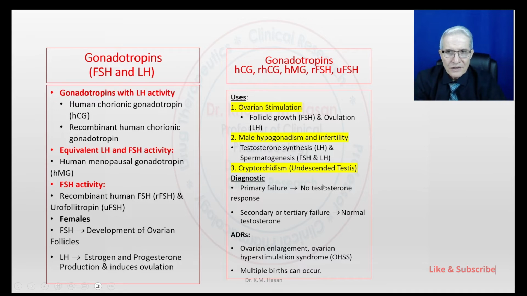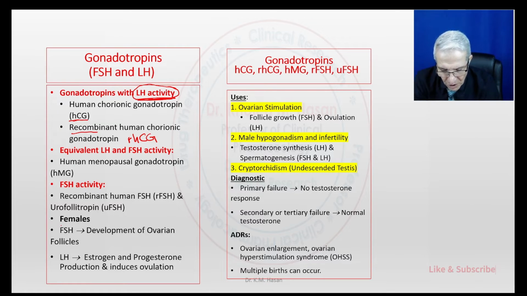Okay, moving to the next hormones, the gonadotropin hormones. Here we are talking about FSH and LH activity. We have several hormones we need to remember. We ask which of these hormones has LH activity. We have human chorionic gonadotropin, HCG, then we have a recombinant human gonadotropin. So this one has LH activity.